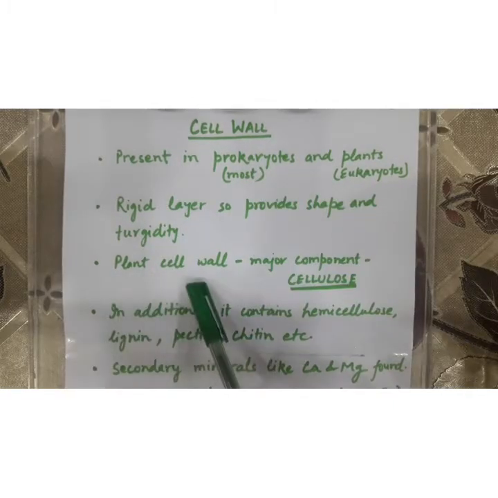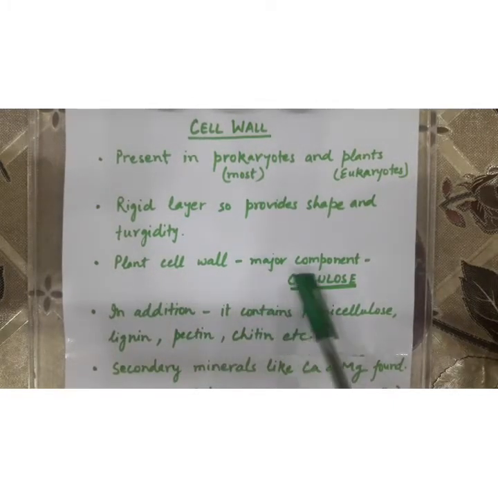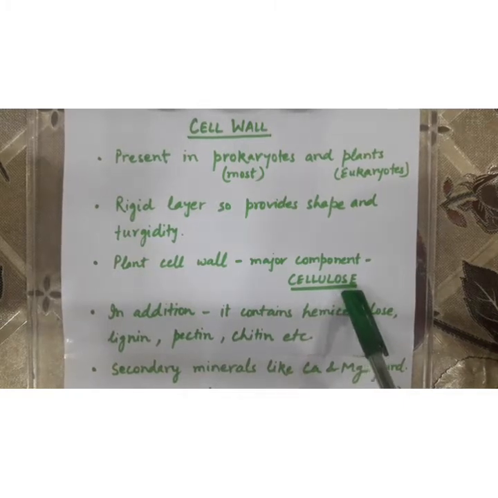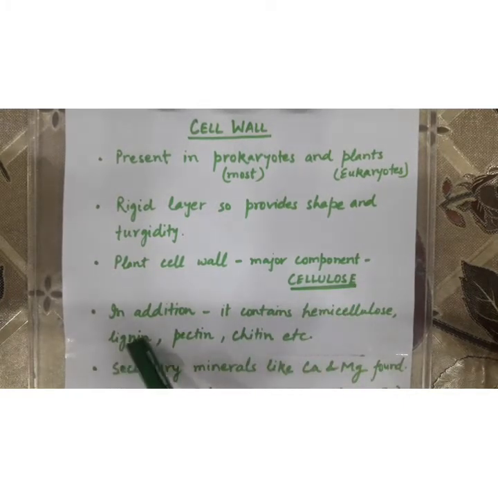Plant cell wall has a major component which is termed cellulose. In addition to it, it contains hemicellulose, lignin, pectin, chitin, etc. It also contains secondary minerals like calcium and magnesium.